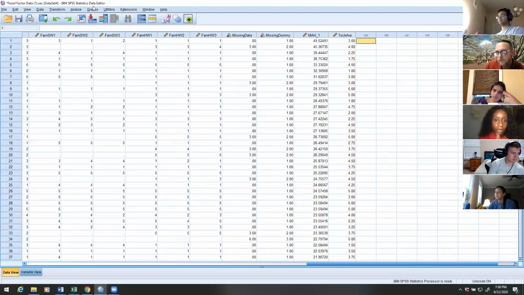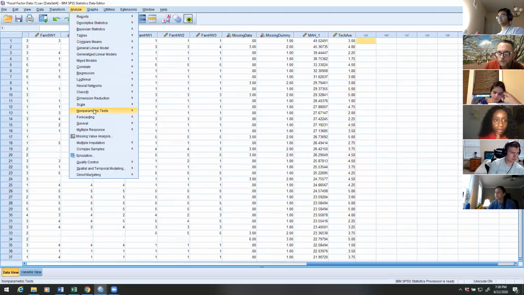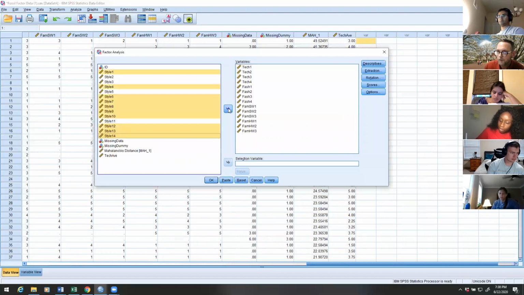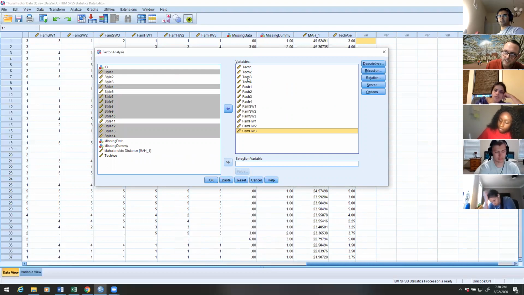So again, do factor analysis. Just for simplicity, let's just do these variables. We know this is going to come out to be 4 nice clean factors. Now we're going to do a score though.